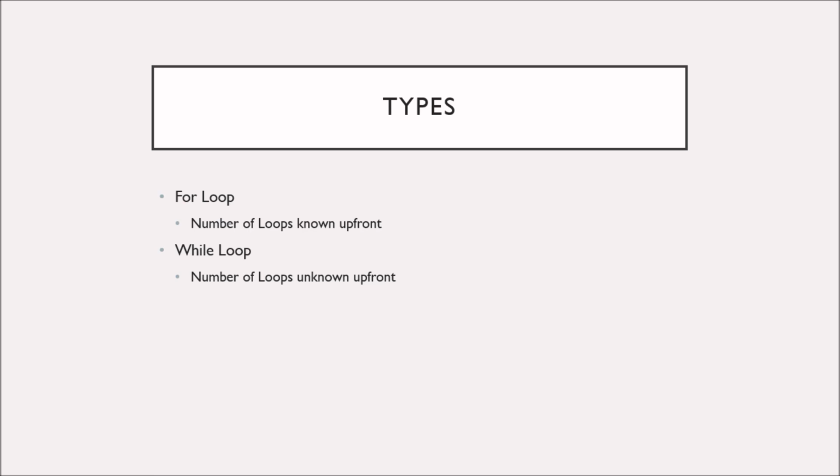Today I'll go over two types of loops, the for loop and the while loop. For now, you can differentiate them by thinking of a for loop as knowing the number of loops up front and the while loop as not knowing the number of loops up front. A for loop will happen for a specified amount of time, and a while loop will happen while a condition is true. I'll first start by showing you a Java implementation of a for loop.